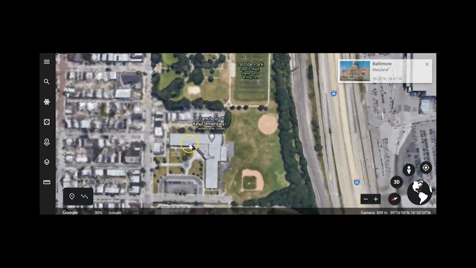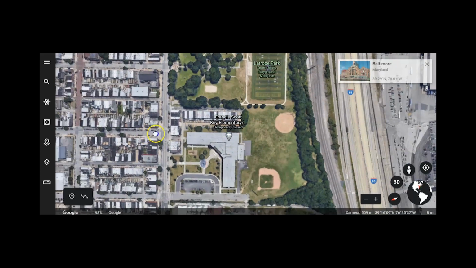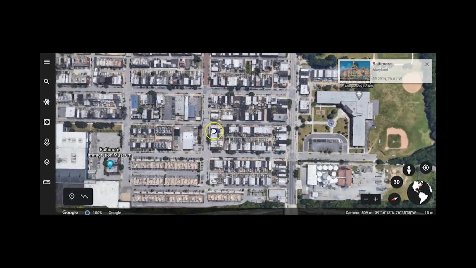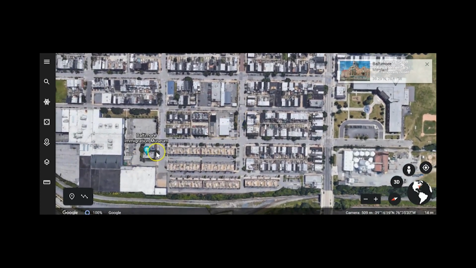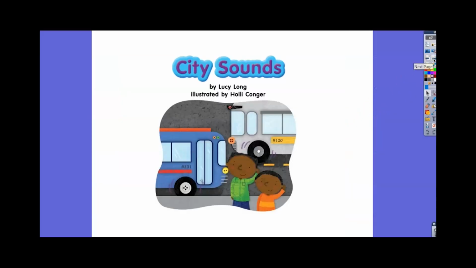Oh, look, there's an elementary school. What kinds of things would you hear if you were right here at this park? There's houses. Here's a museum. What kinds of things would you see? What kinds of things would you hear if you were in the city? All right, we've been thinking about what kinds of things we would see and hear. Let's read City Sounds by Lucy Long, illustrated by Holly Conger.